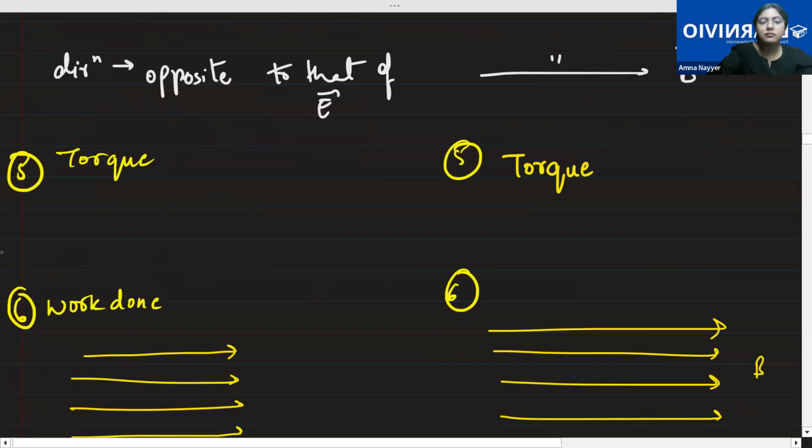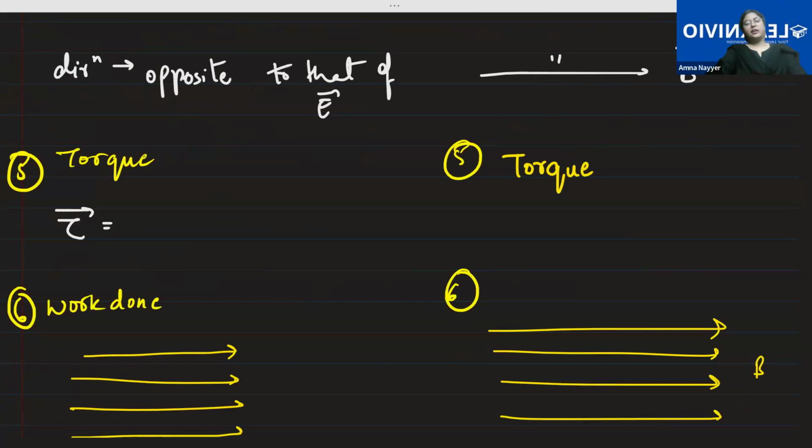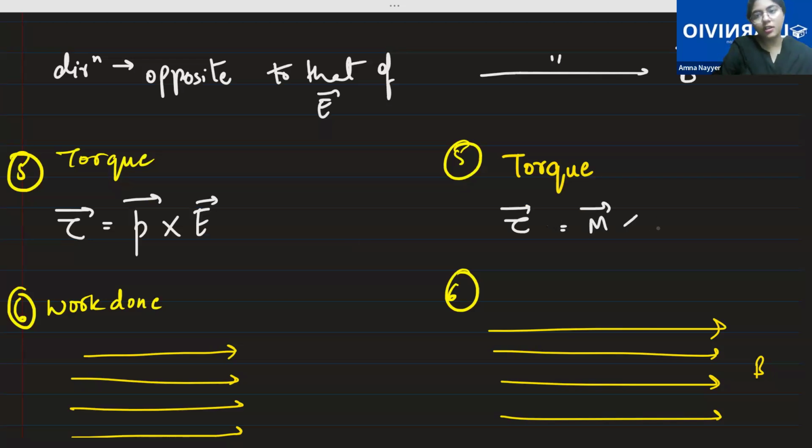Now tell the formula of torque at least. We studied in electrostatics: P into E sine theta, P cross E. Yes, pE sine theta, which is P cross E. Here the torque will be M cross B, which we have studied also in the previous chapter, mB sine theta. So same thing.